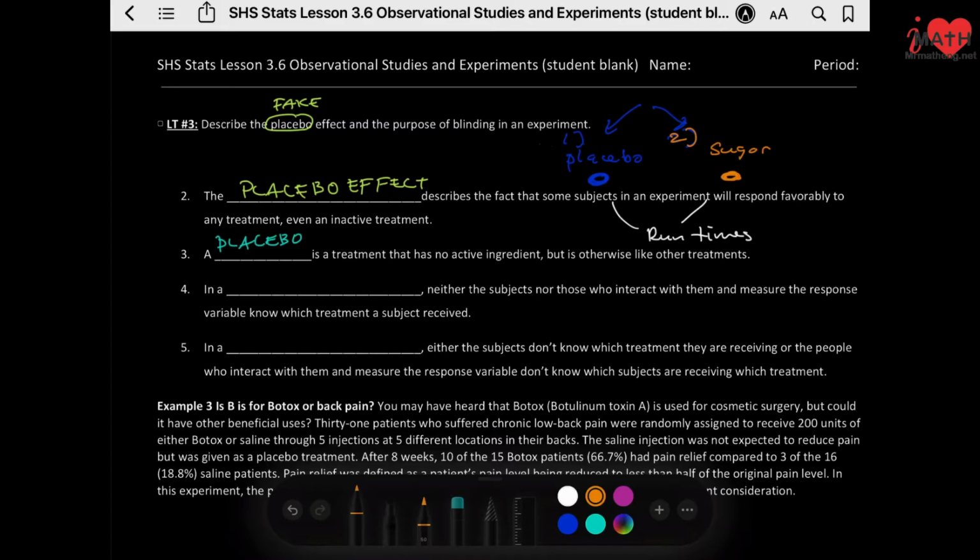A double-blind experiment: neither the subjects nor those who interact with them and measure the response variable know which treatment the subject is receiving. Okay, so I have read a real-life article on this.